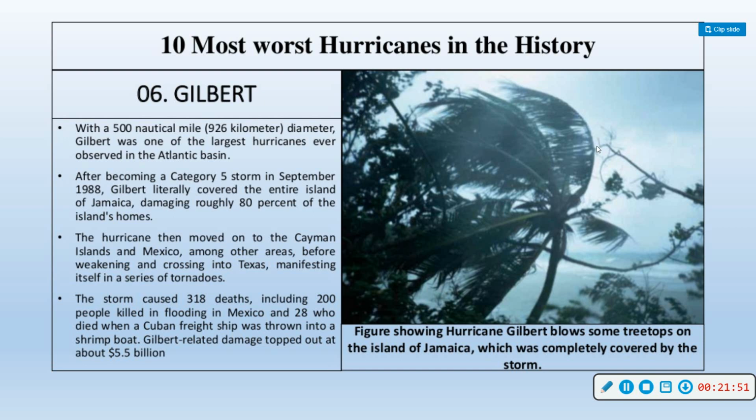The hurricane moved onto Cayman Islands and Mexico, among other areas, before weakening across Texas, manifesting itself into a series of tornadoes. Caused 318 deaths, and 28 died when a Cuban freight ship was thrown into a shrimp boat.